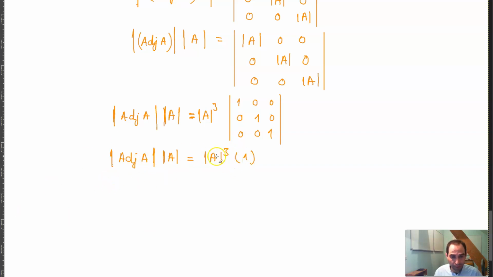Now, I can write the determinant A, and the determinant of A you can cancel out on both sides of this equation. You'll get the determinant of adjoint of A is equal to the determinant A whole squared.